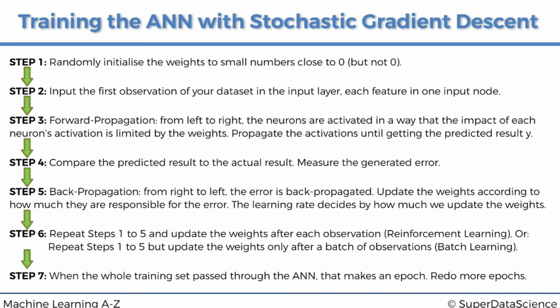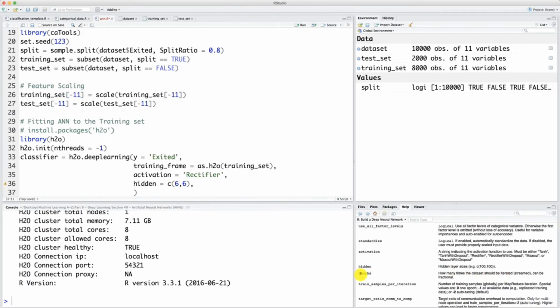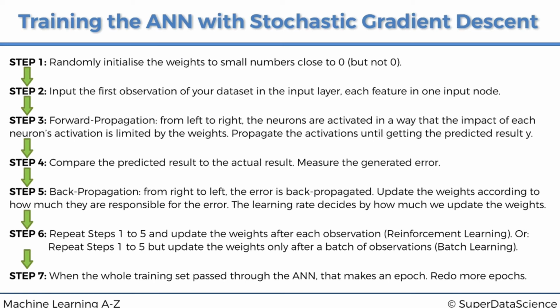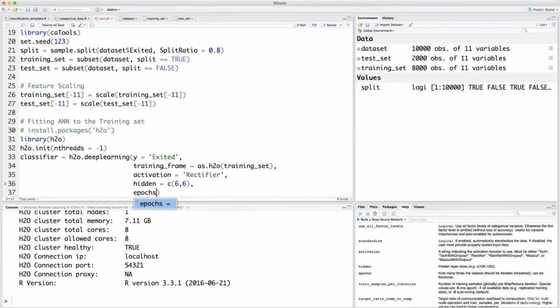When the whole training set completed all the steps from 1 to 6 passing through the ANN, well, that makes an epoch, and we redo many more epochs. So this number epochs here is this number of times we are repeating the whole process of steps 1 to 6 for the whole training set, either by updating the weights after each observation or by updating the weights after each batch of observations, for example, 10 observations. So let's add this epochs argument here. Here we go. And as in Python, we're going to input 100 epochs.